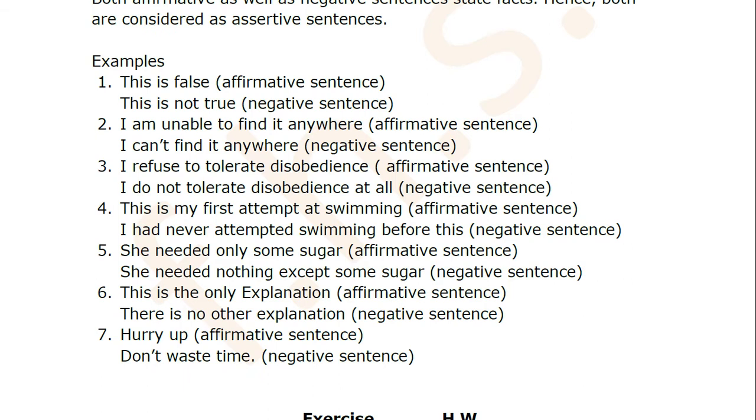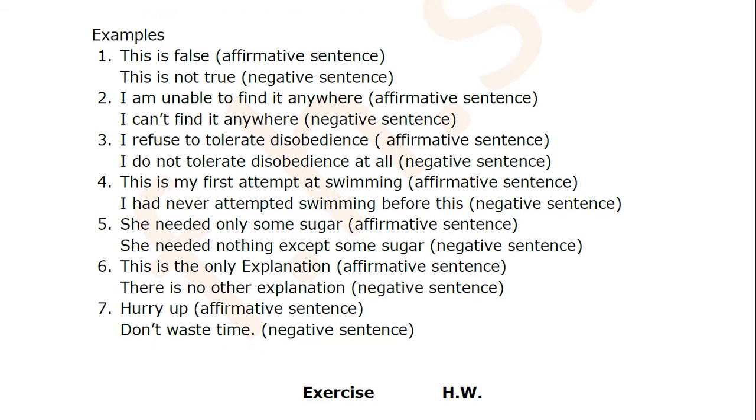Next one. She needed only sugar. So what is the only thing that she needed? She needed only sugar. So she didn't need anything except sugar. So she needed nothing. So she didn't require anything else. The only thing she required was sugar. So she needed nothing except sugar.